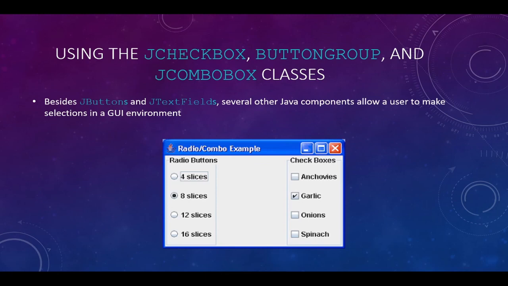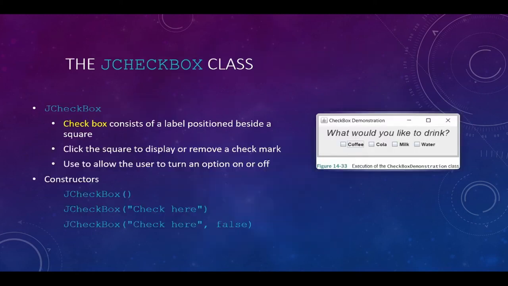Besides your buttons and text fields, there are several other things that you can do in the front end of your program. We have something called a radio button, and we have a checkbox. You can see here the difference. The radio button is round, checkboxes are square. Typically, radio buttons allow you to have only one choice out of what is given to you, and checkboxes allow multiple. Let's take a quick look at the JCheckBox class first.